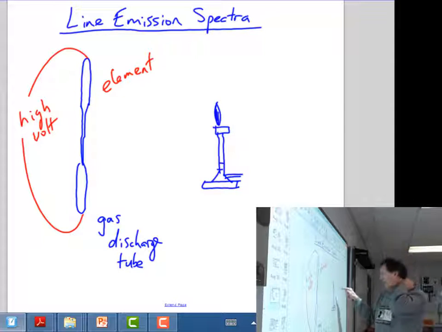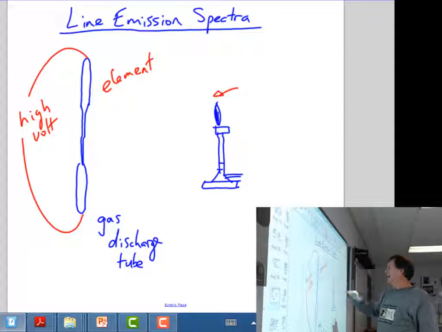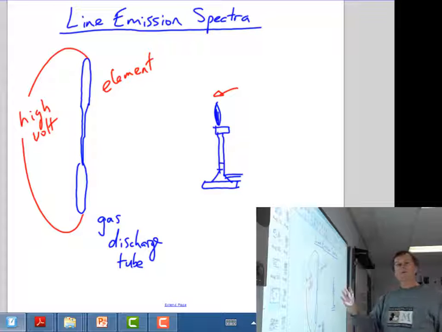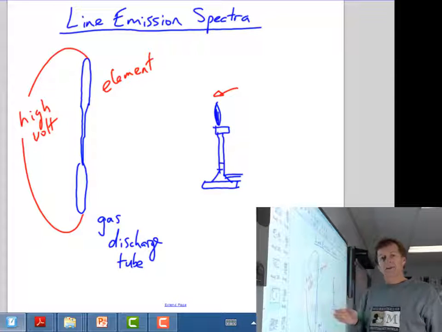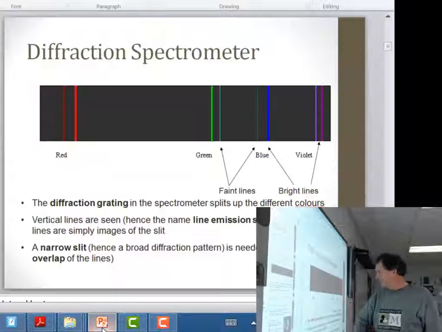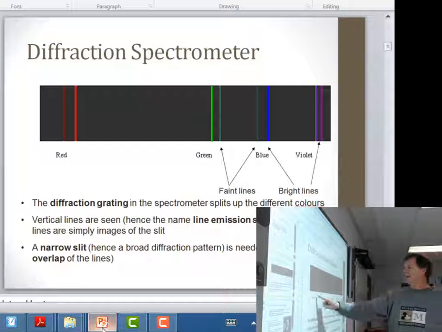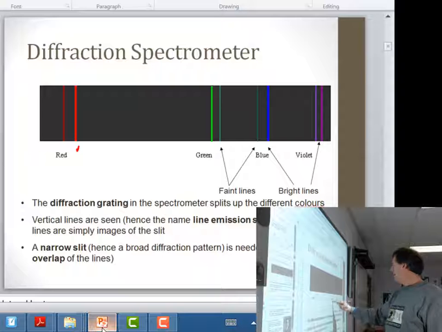You can also do it by getting metal salts and heating over a flame there. And if you look through either of those with a diffraction grating or a spectrometer, you can actually see the separated colours there. So something like this. Okay, so look at this one here. You've got red there, green, blue, violet in this particular element. But each element has its own line emission spectra.